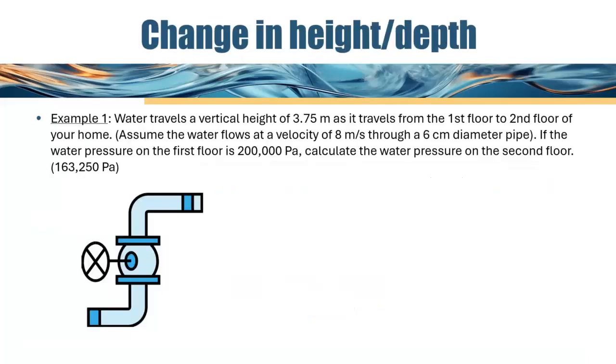This example says, water travels a vertical height of 3.75 meters as it travels from the first floor to second floor of your home. Assume that the water flows at a velocity of 8 meters per second through a 6 centimeter diameter pipe. If the water pressure on the first floor is 200,000 pascals, calculate the water pressure on the second floor. These problems are best solved with a good picture. So take a minute and sketch this picture on your paper.